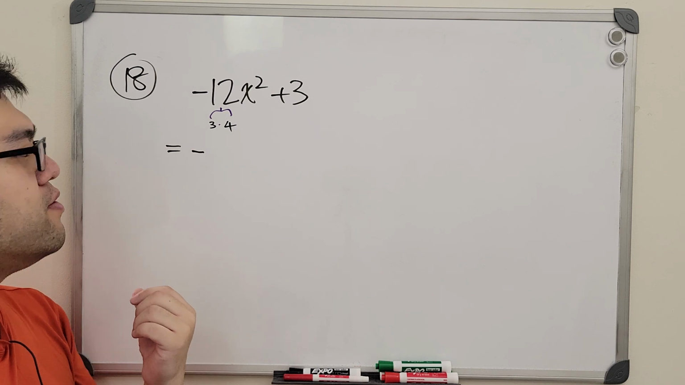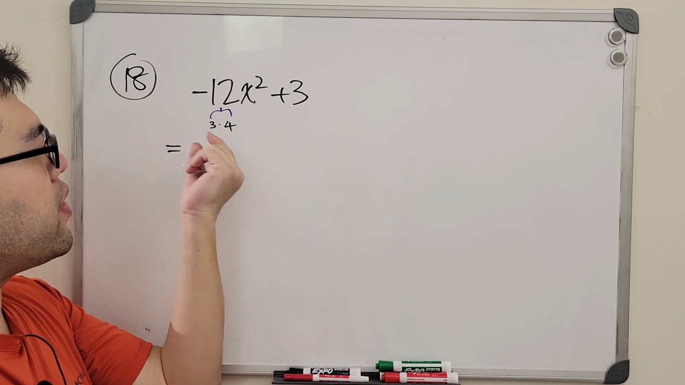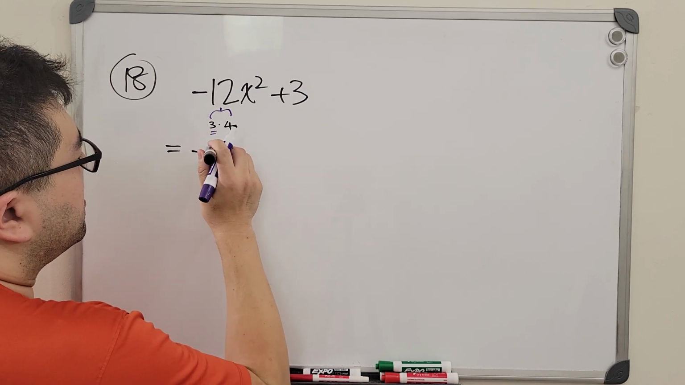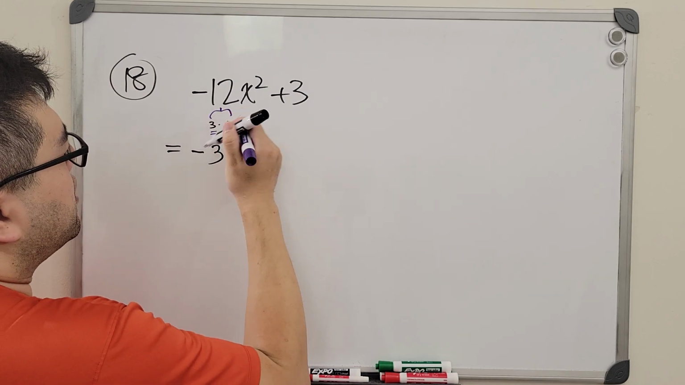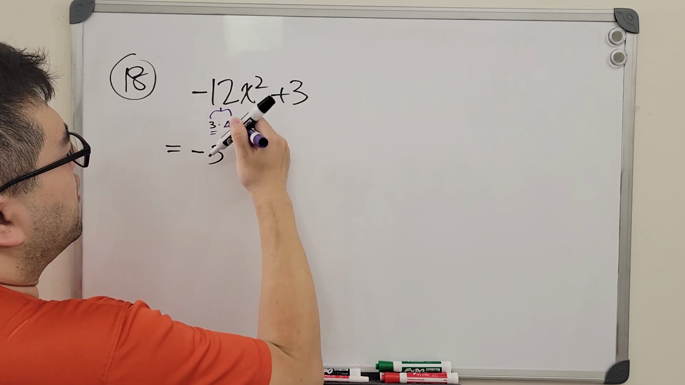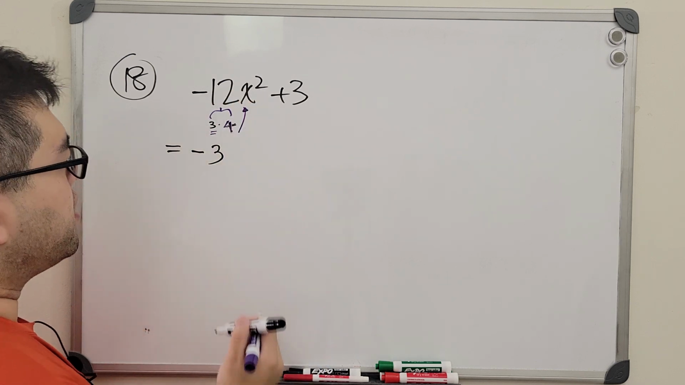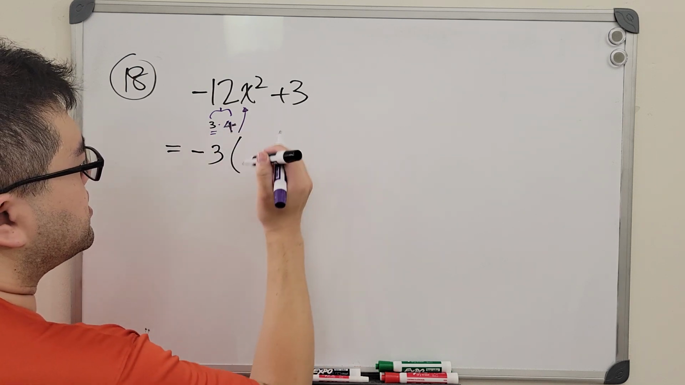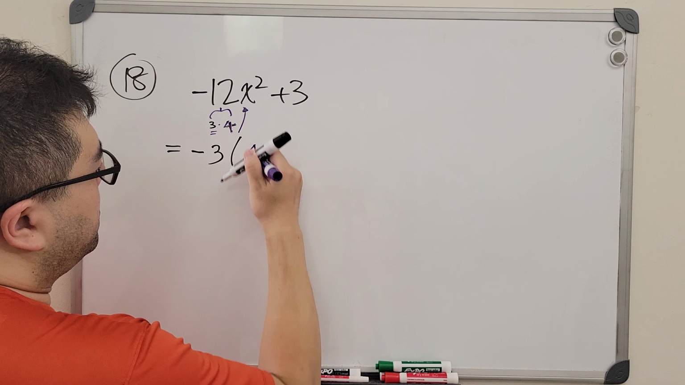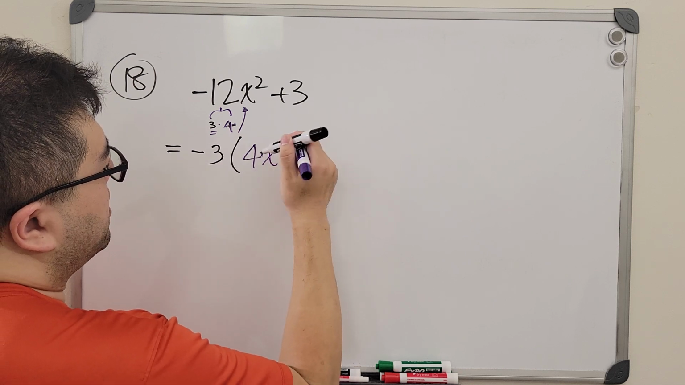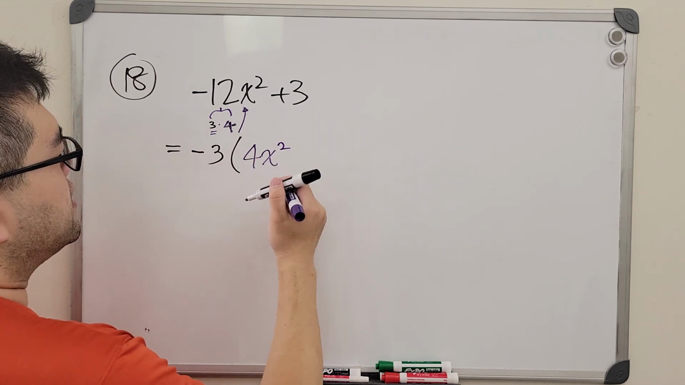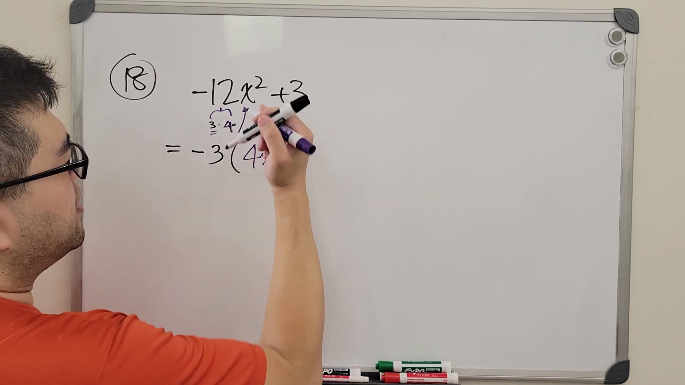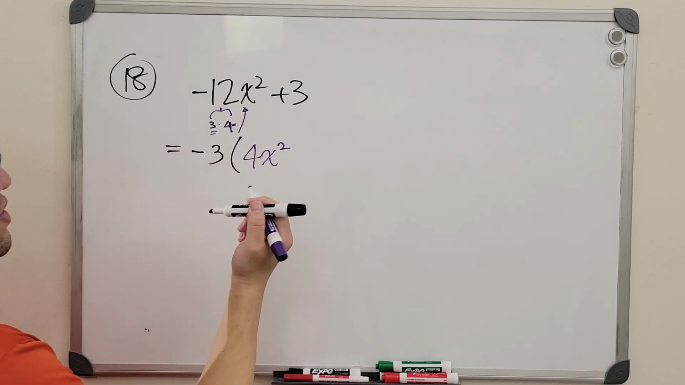We need to factor it out. But 4 is a perfect square. So in fact, we can just simply factor out the 3 here and keep the 4 with the x squared. So in this case, we end up with negative 3 times. The first term will become 4x squared. And then for the second term, as we factor out the negative 3, we need to change the sign, and then 3 divided by 3 is 1, so we have negative 1 here.